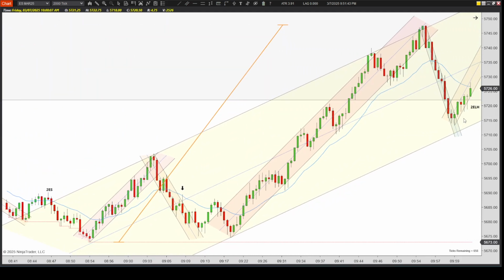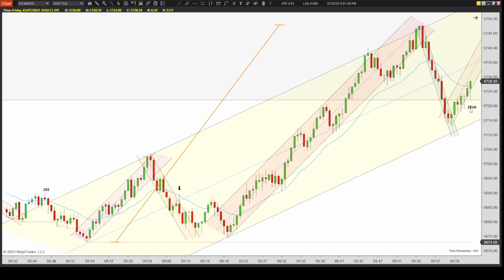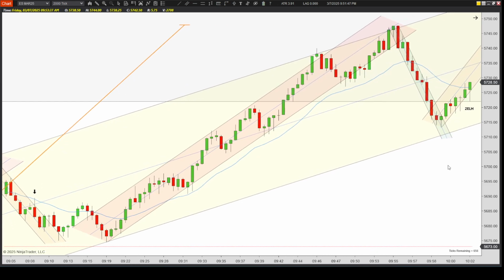Presses down, bounces. So here, when I came back and reviewed it, I thought there was a hidden second entry long. It's subtle. It's a break of this green down channel. It's the first, so from a new high, it's a first entry long, pullback on the same candle, broke below and also closed above. So it's like a second entry long and it's hidden.